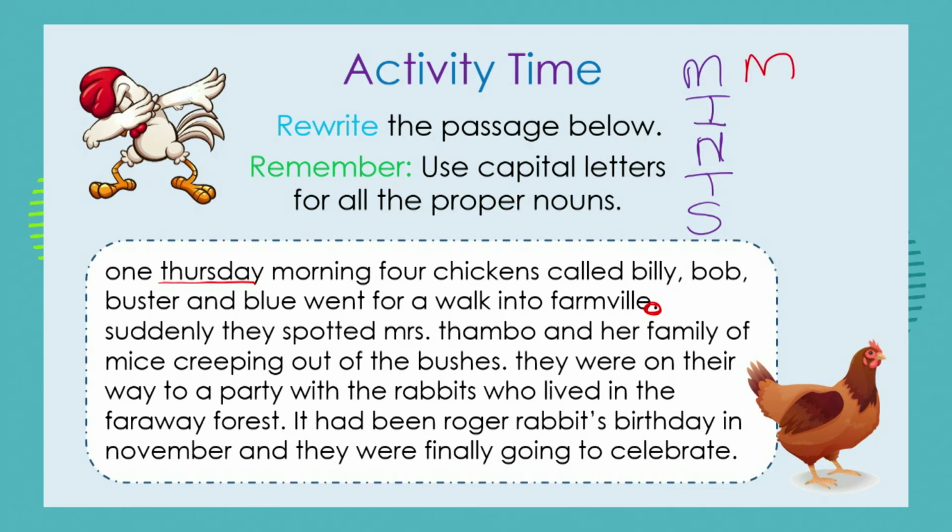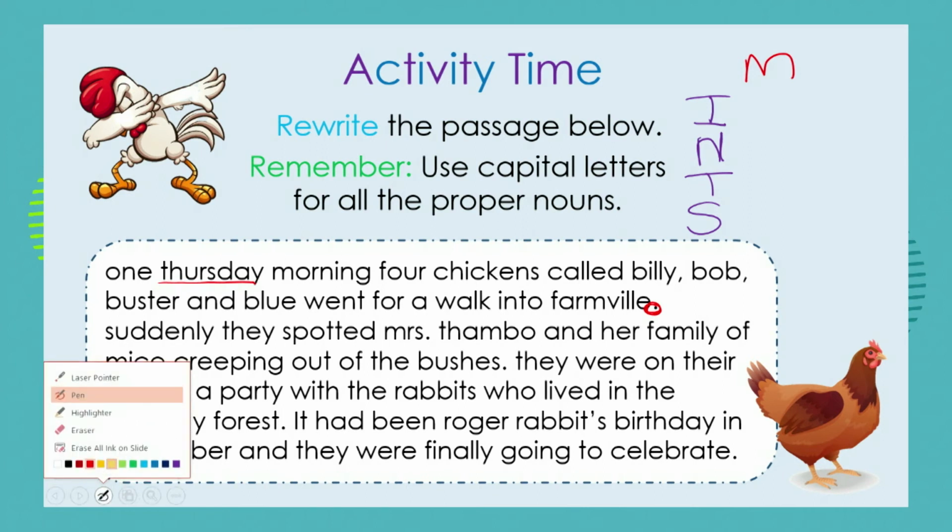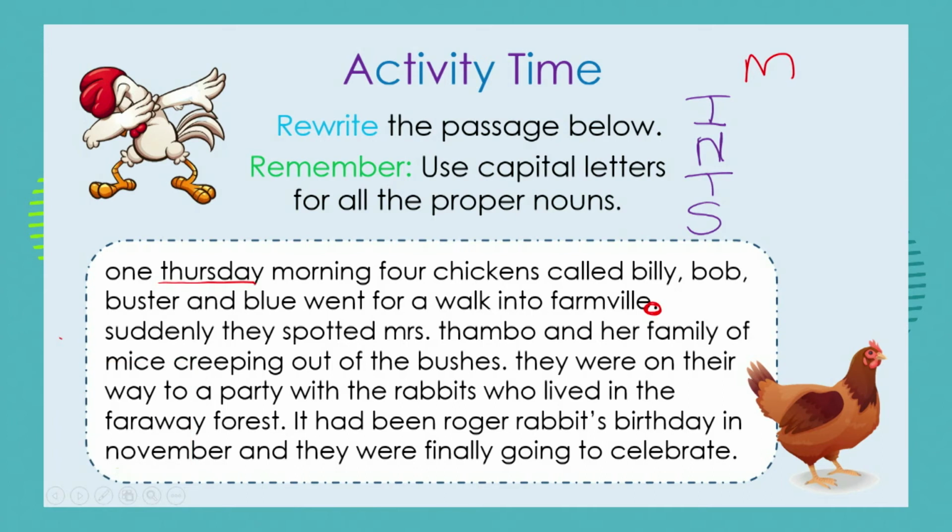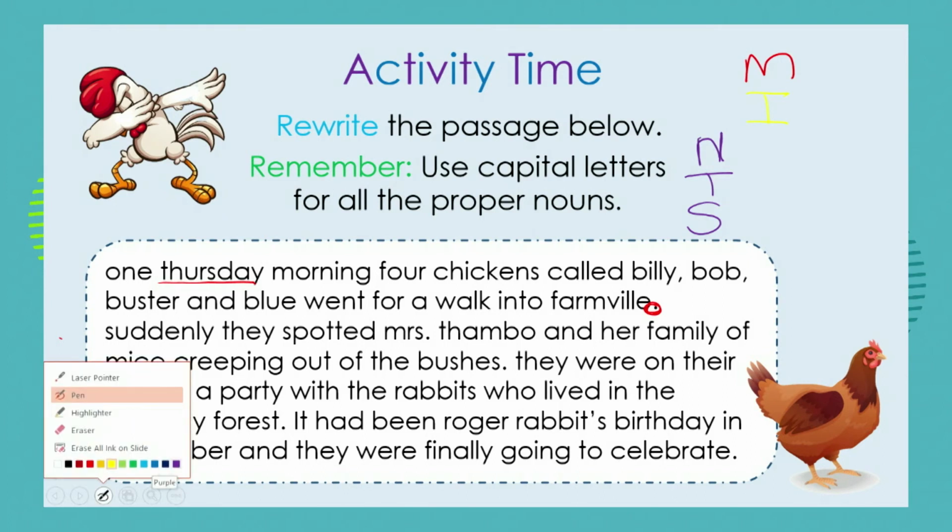So we know that we've got M there, right? Then let's change I to yellow, and let's see, do we have any I's in this given sentence? One Thursday morning, 4 chickens called Billy, Bob, Buster, and Blue went for a walk. Okay, so we have no I's, so we can just write that there, just so we know in future, if we need to underline, we underline any I's in that color, right?